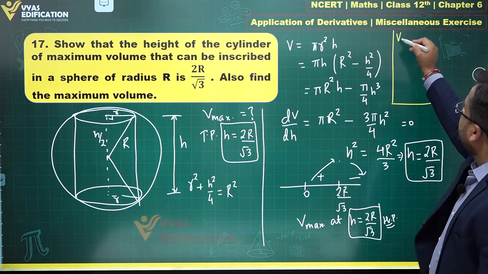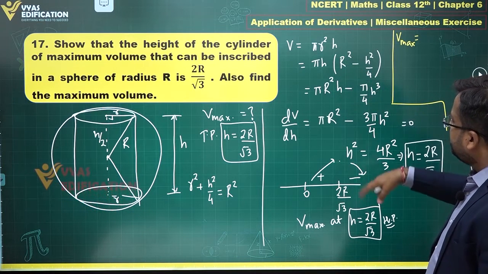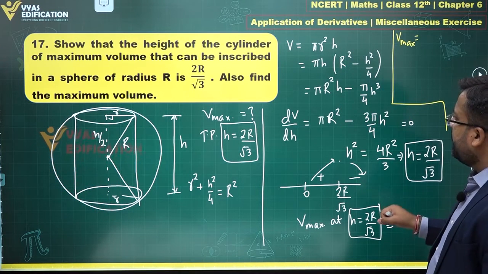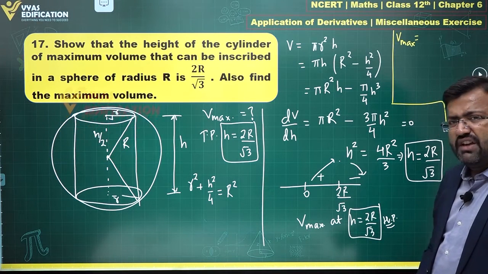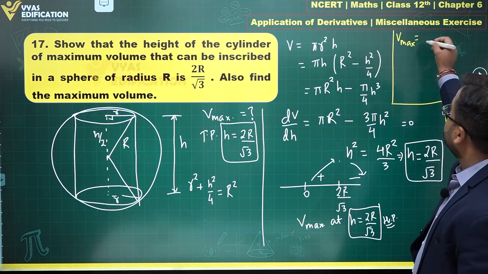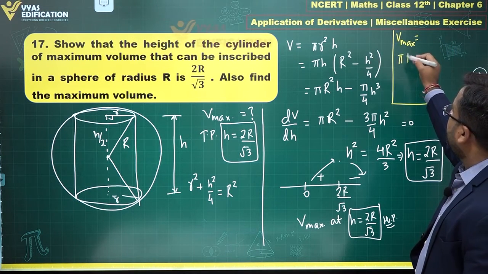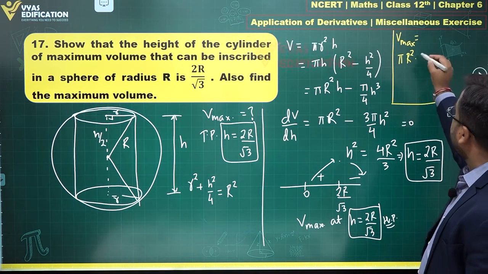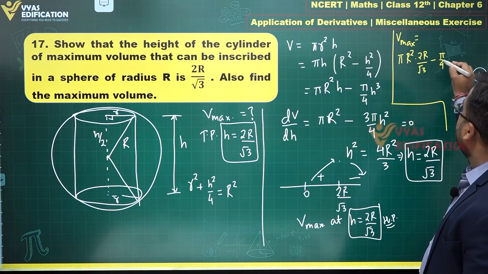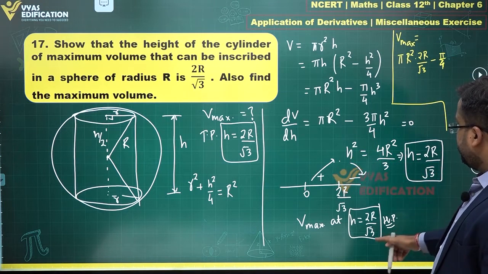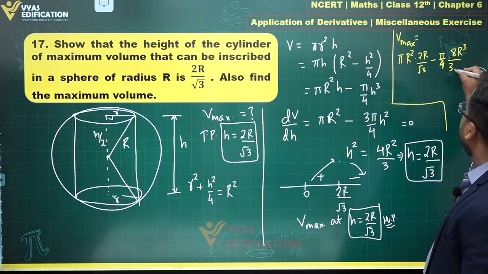Let's find V max. V max is equal to what? This is pi r square h, which is equal to this expression over here. And since small h is 2r upon root 3, we can easily find that as well. So this is pi into r square into h, which is 2r by root 3, minus pi by 4 times h power 3, which is 8r cube over 3 root 3.